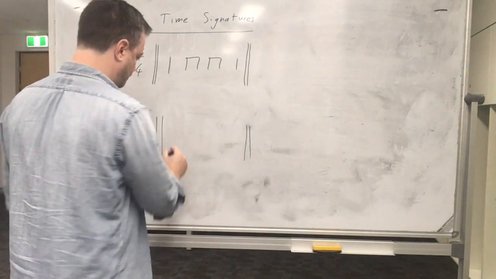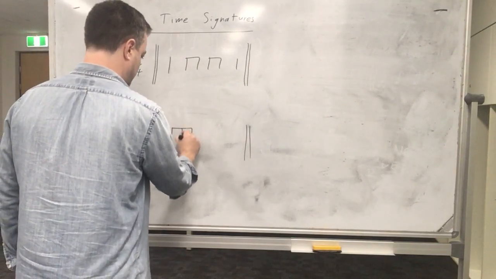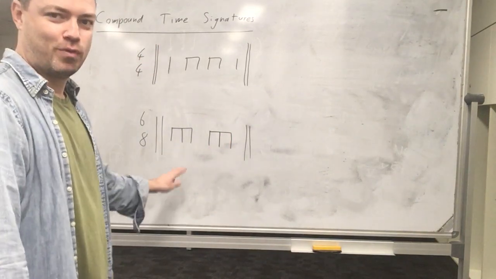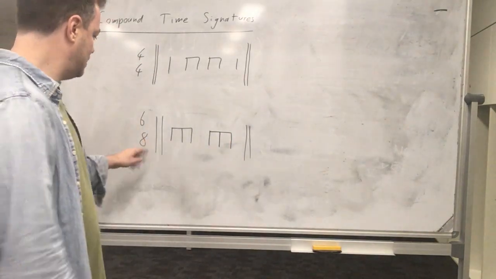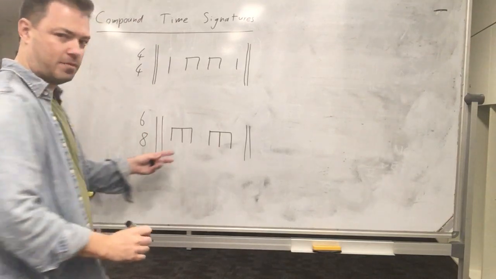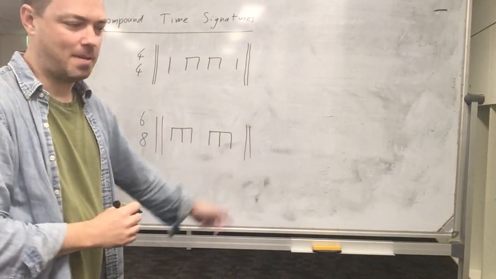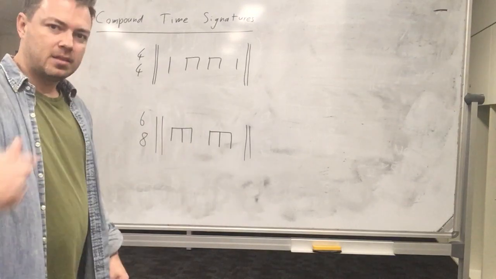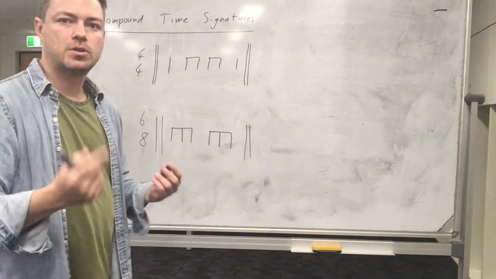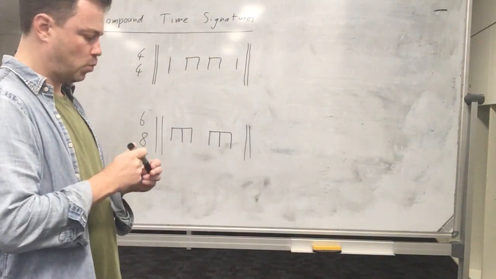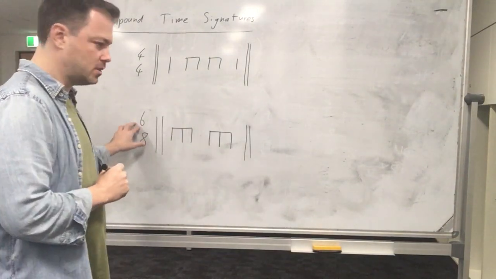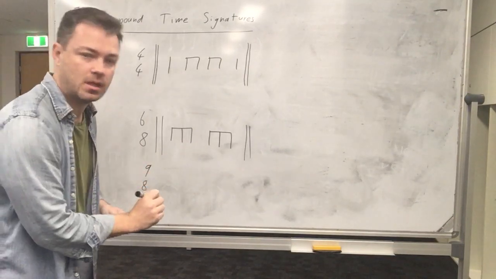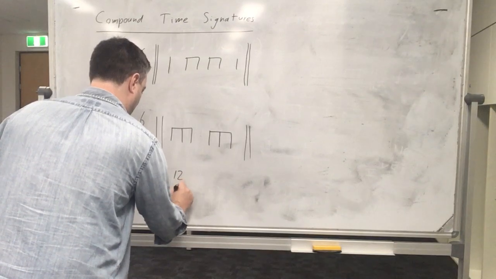6/8 is different. There is a nice easy rhythm in 6/8, and I have simply put 6 quavers in there. So we have 6 quavers in the bar. One of the main things I want you to remember when we're talking about compound time signatures like 6/8, and the other two, 9/8 and 12/8.